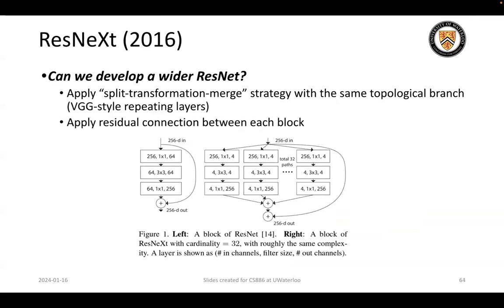And the next variant, proposed in 2016, is called ResNeXt. The question we ask is, can we develop a wider ResNet? Let's say we apply the split-transform-merge strategy with the same topological branch or VGG-style repeating layers. So we have 32 of them, a wide network, and we apply a residual connection around each block. To the left is a block of ResNet, and to the right is a block of ResNeXt with cardinality 32, with roughly the same complexity, and the layer is shown as the number of input channels, filter size, and number of output channels.